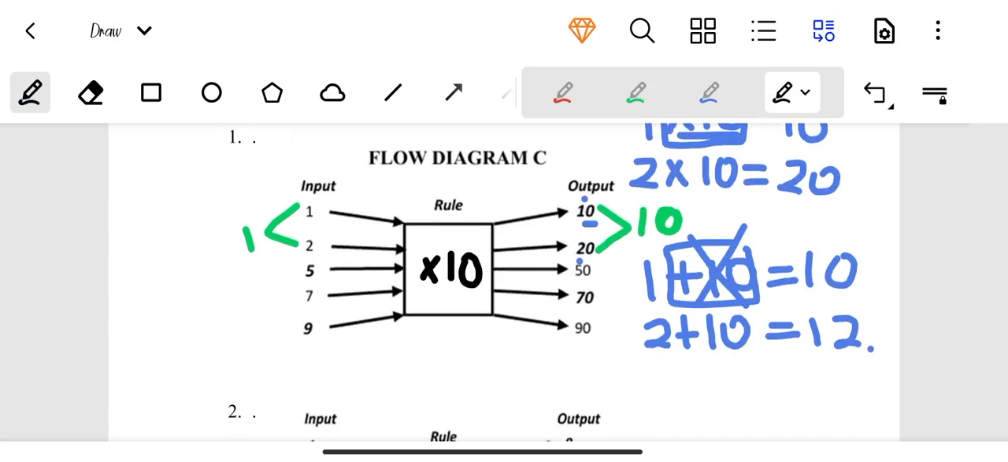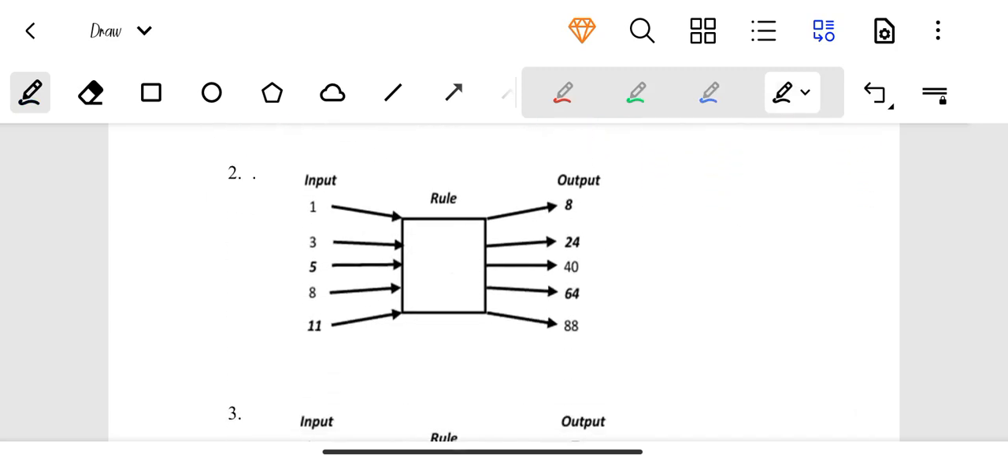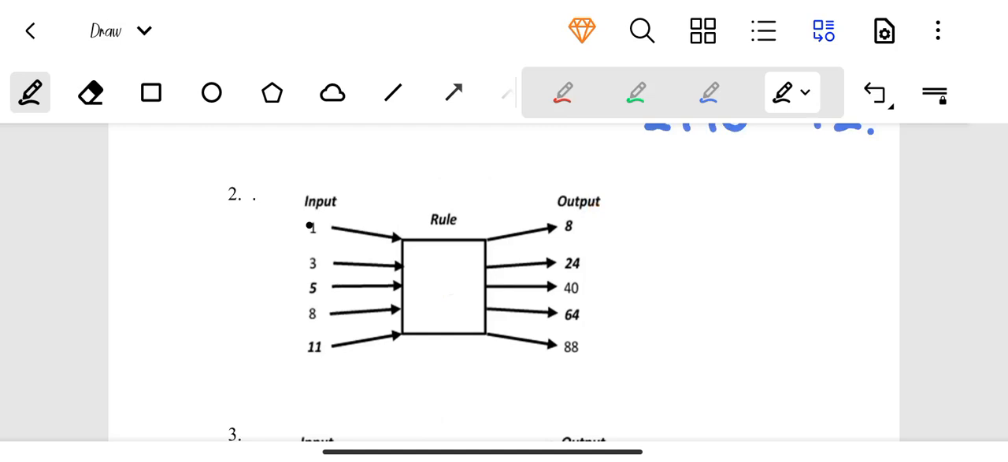So here we're going to say multiply by 10. Okay, so let's jump to the next. Number 2, we can see that we are given the input, but not the output and not the rule. How am I going to work it out? I'm going to check the difference between output number 1 and output number 2.